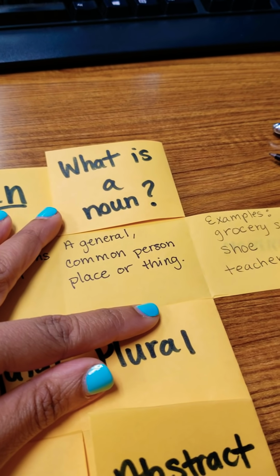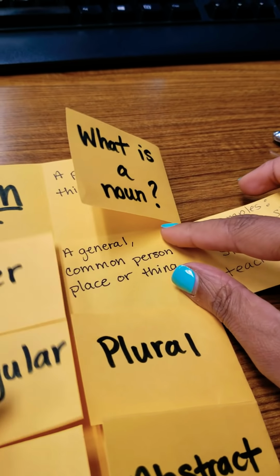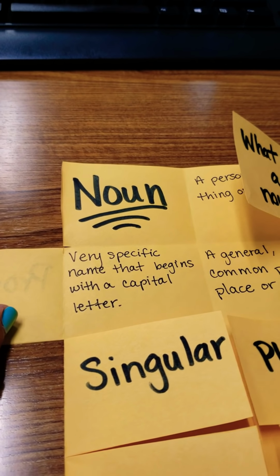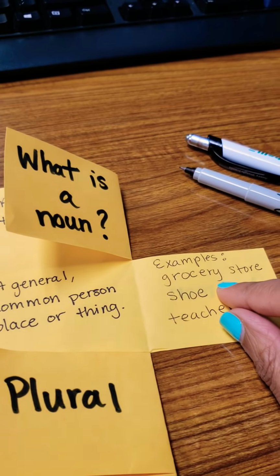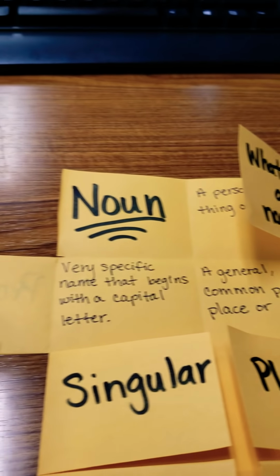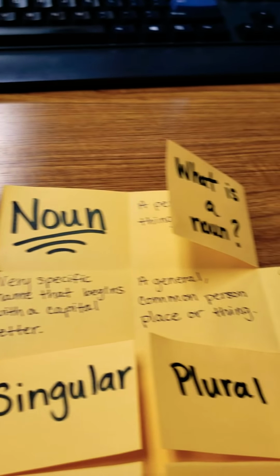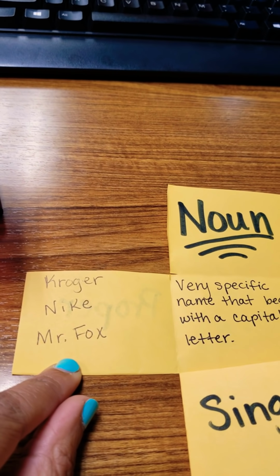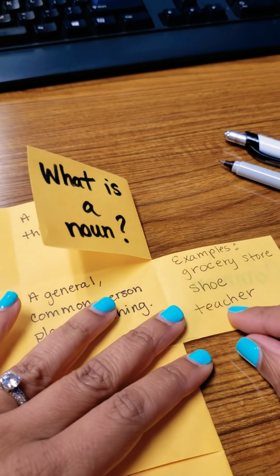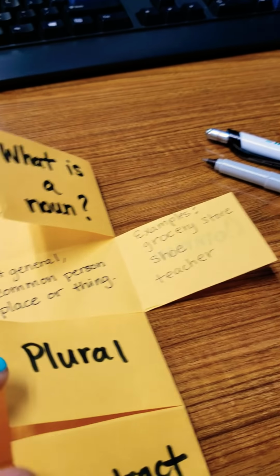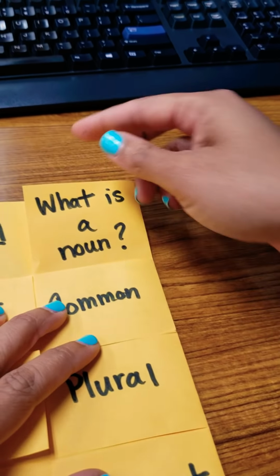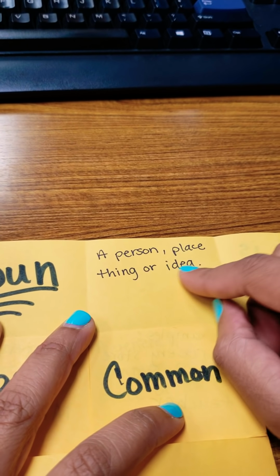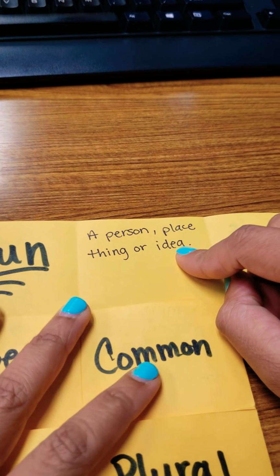So these are not very specific. Over here, the proper nouns are the ones that are very specific. So you've got Kroger compared to just saying the grocery store. And then you've got Nike compared to saying, oh, it's just a shoe. And then you've got Mr. Fox, very specific name, versus just saying teacher. All right? So let's remember that we are talking about what is a noun, and this is the definition right here. A person, place, thing, or idea.